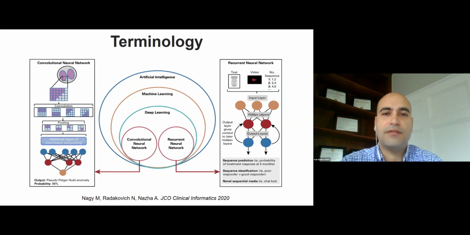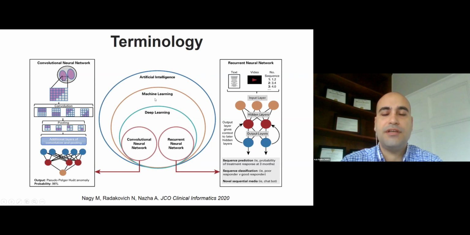So what do we mean by artificial intelligence? Artificial intelligence is making machines do things and think like a human without explicitly programming the machine. So if a human can drive a car, can I make the machine drive a car without me explicitly programming every step of that? Now, under the umbrella of artificial intelligence, there is machine learning.